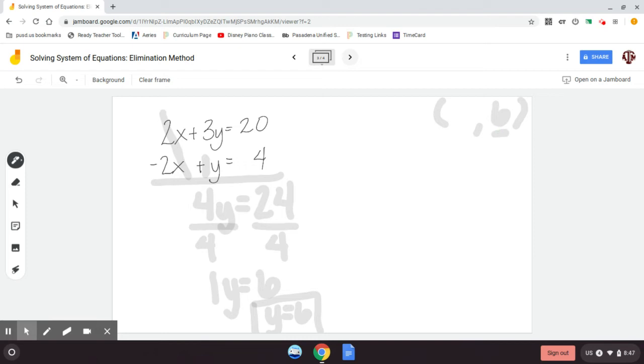Okay. So now let's go find the x. How do I find the x? I choose either one of my equations. It doesn't matter. I'm going to choose the first one because I don't want to deal with that negative that's in the second one.